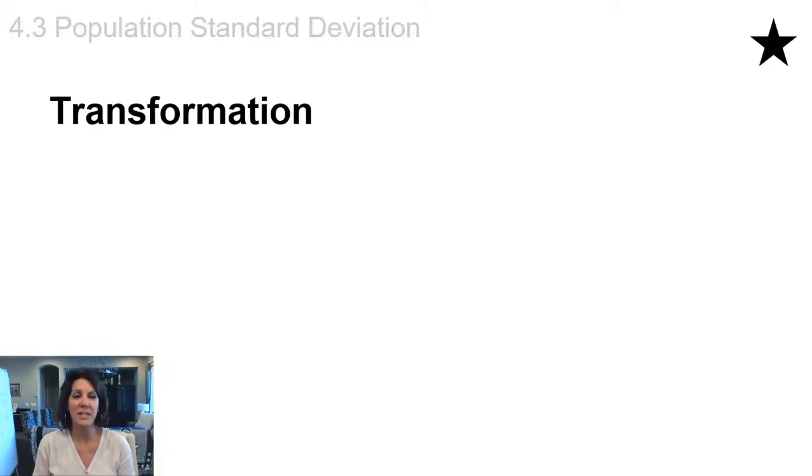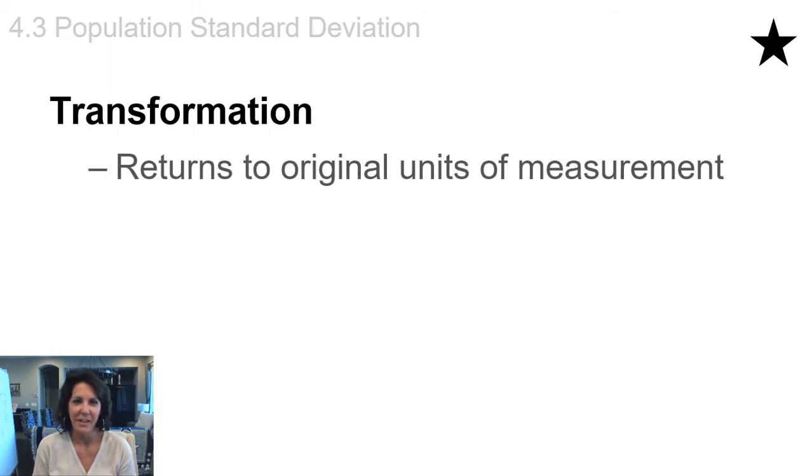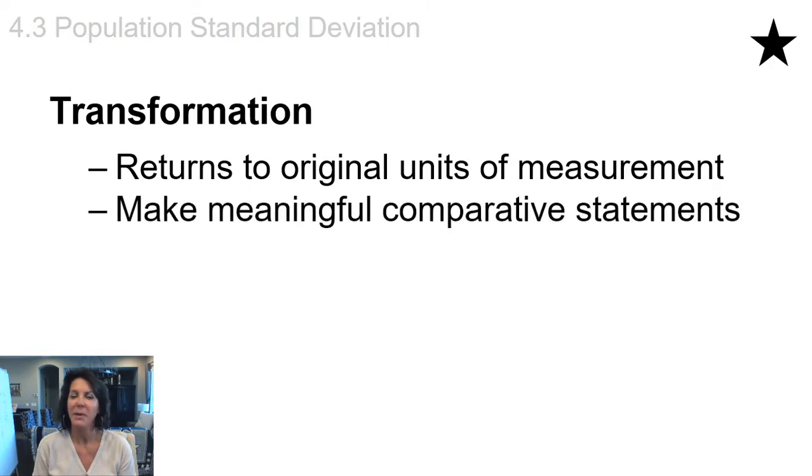Standard deviation is essentially a transformation. It returns what we were working with, variance, to its original units of measurement. Because remember, we squared those units and now we're turning them back into being unsquared, so to speak. It helps us to make more meaningful comparative statements.